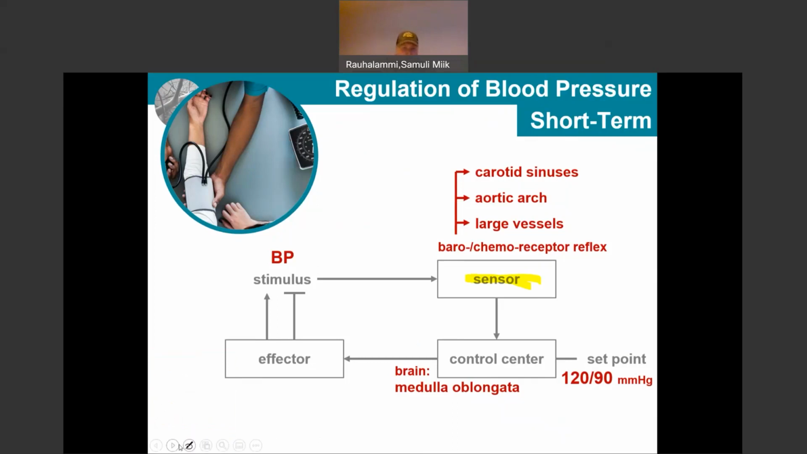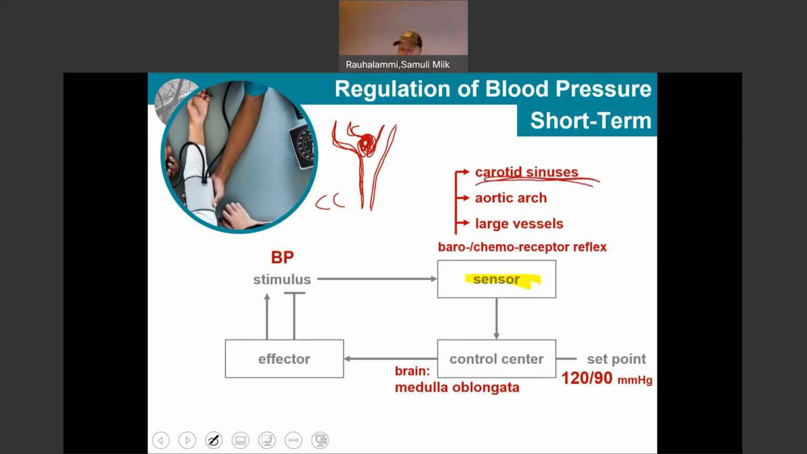So let's go through that. What sort of receptors could we have for that? We have receptors that are located at the carotid sinus. So you remember the common carotid artery at your neck divided pretty soon into 2 branches, the external carotid artery and the internal carotid artery. And right there, we end up seeing an expansion on the carotid artery, and this is known as the carotid sinus. So we have receptors there.